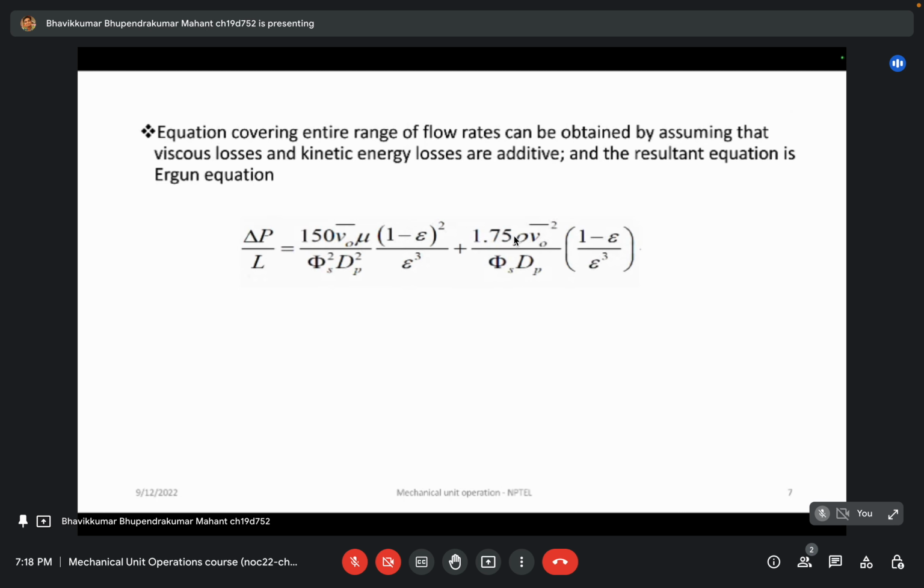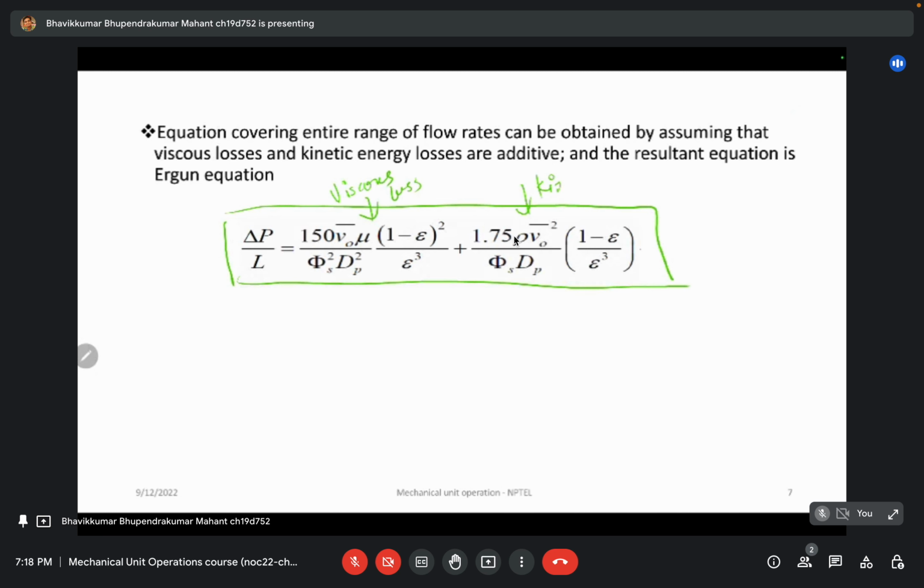Now we have just considered the laminar flow region and the turbulent flow region. If you want an equation which covers both the laminar as well as the turbulent region, we can apply this equation to each term, which consists of the viscous loss part and the kinetic energy loss part. On the summation of both parts, we get the total equation, which is known as the Ergun equation, a very important equation in flow through packed beds and flow through fluidized beds.